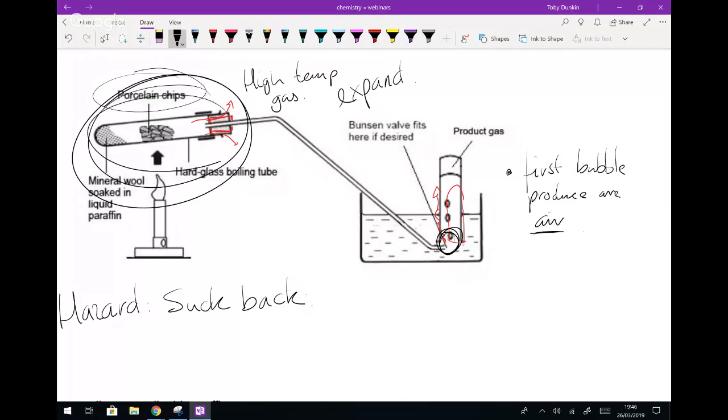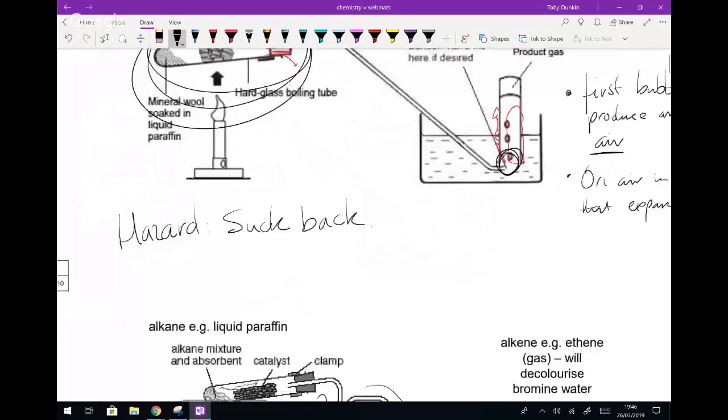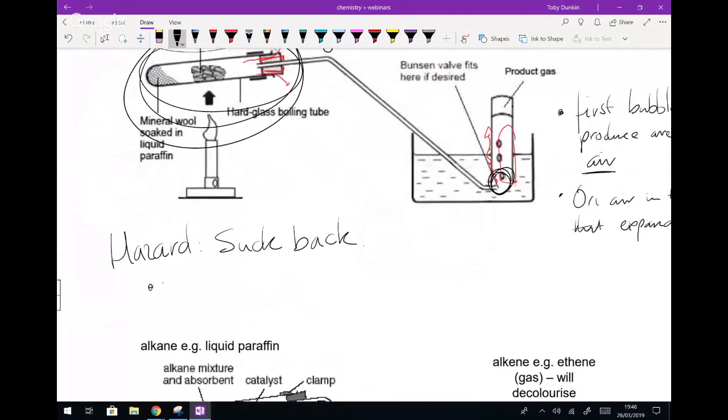And that's the air that was in the tube originally. Air in tube that's expanded. Right. So after a few minutes, we start collecting it. Now, here's the problem. This gas is very hot. So what will now happen when you stop heating?